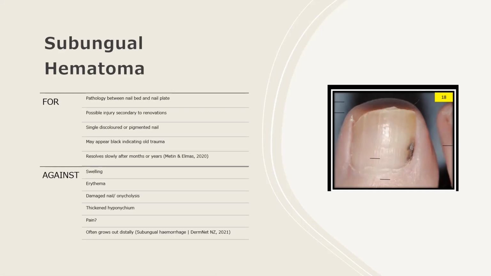Some reasons for ruling out subungual hematoma is the fact that usually it would be associated with some swelling, erythema of the surrounding tissues of the nail. The nail might be damaged with onycholysis, so lifting of the distal nail bed. There might be thickening of the hyponychium. Often it's associated with pain, and the dark discoloration often grows out distally. And so those symptoms I've just discussed, they're not present. And so this is why I would rule out subungual hematoma.